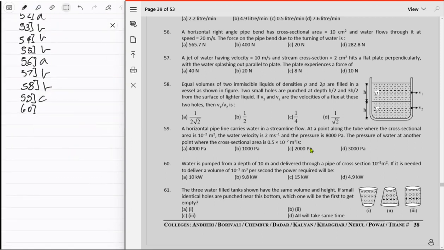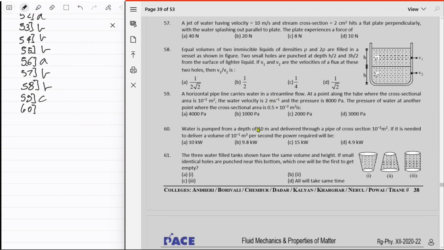60 is water is pumped from depth of 10 meter and delivered through a pipe of cross-sectional 10 power negative 2, if it is needed to deliver a volume of 10 power negative 1 meter cube per second. The power required will be. So pump is from depth 10 meters delivered through a pipe of cross section 10 power negative 2. Okay, the power required.